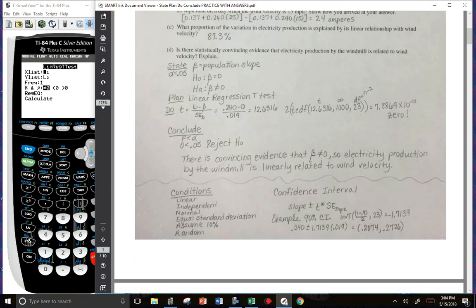Yes, sir. What's equal standard deviation? Equal standard deviation is that you don't have a bunch of outliers. If you looked at your residual plot, they're scattered evenly above and below that residual line. You don't have a bunch of outliers that are really messing it up. So you would just explain in general terms. Don't get real specific on that one. Just say they're spread out well, that you don't have any extreme outliers.